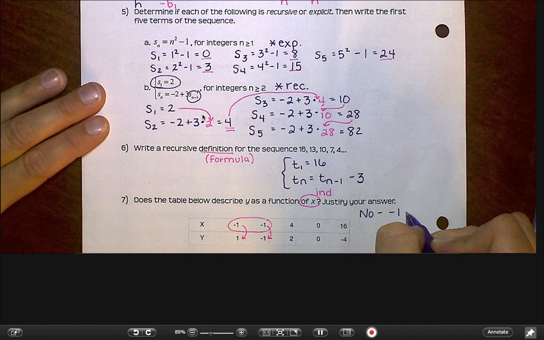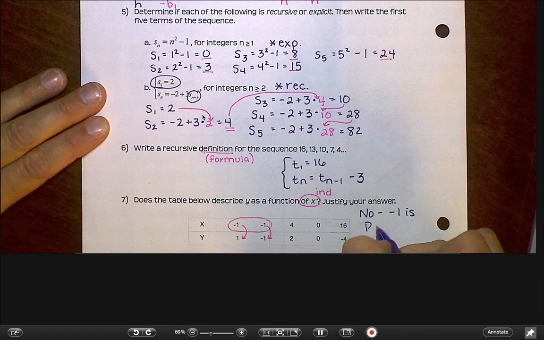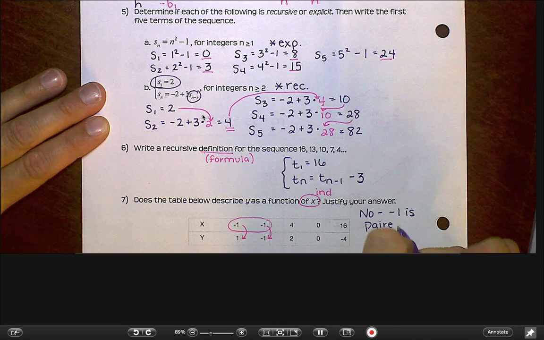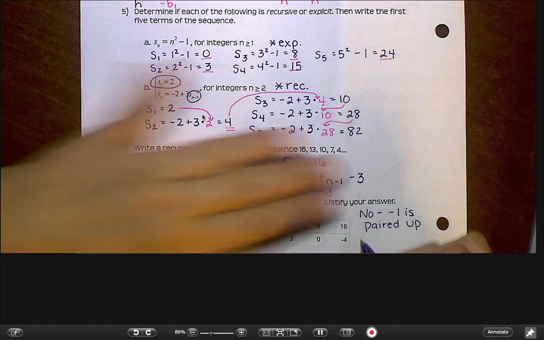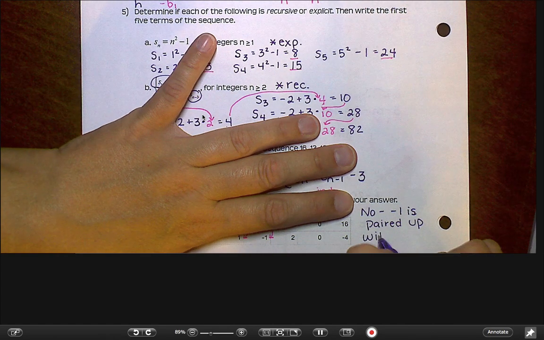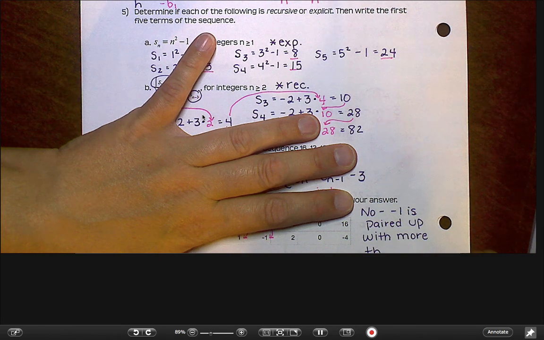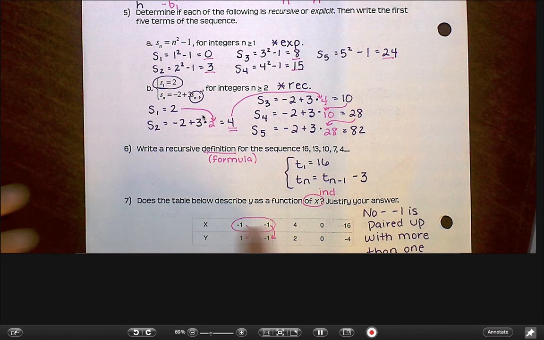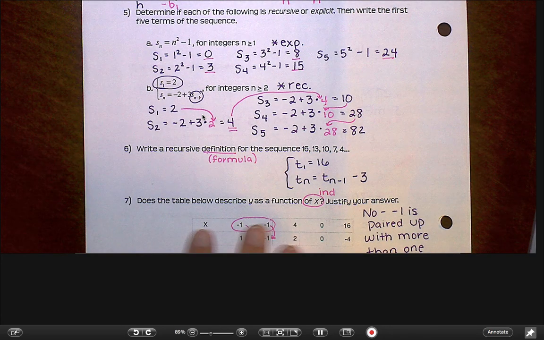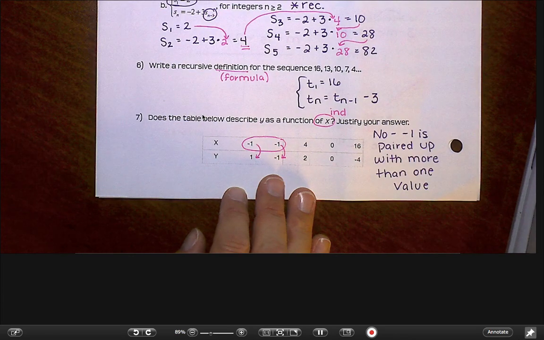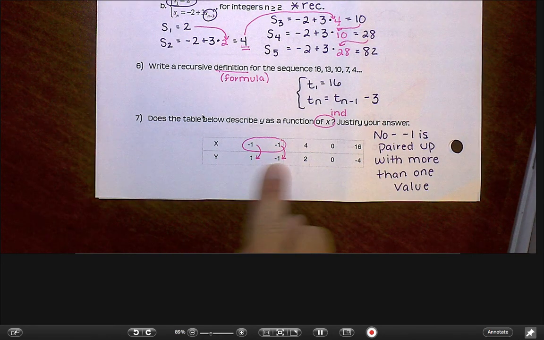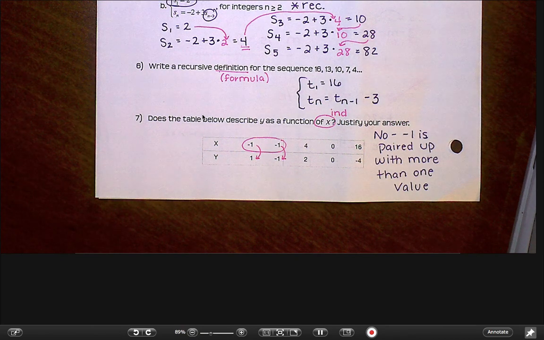because -1 is paired up with more than one value. Just to clarify, remember it's really only the independent variable that we care about those repeats. Oh, sorry, you can't see my answer there, can you? It's only the independent variable where I care about that. If it had happened down here in the y, I wouldn't have cared. Okay, so it's only if it's in the independent variable that we would say no, it's not a function.